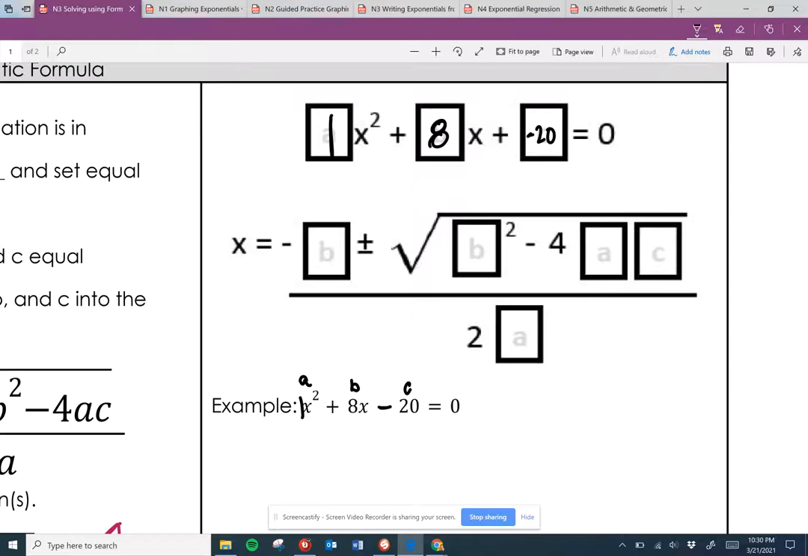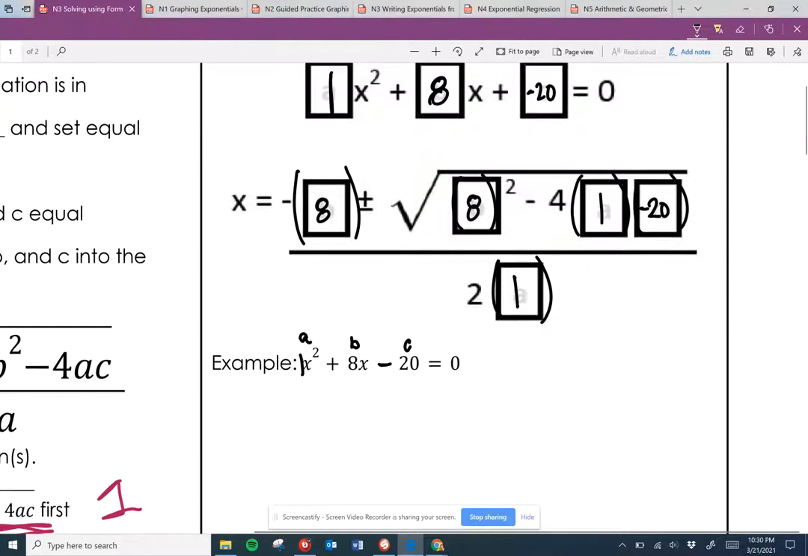Okay, so here we have negative 8. The negative comes from the formula. It's always a negative b value. Plus or minus the square root of 8 squared minus 4 times 1 times negative 20. Again, we're always putting all of these in parentheses, and then all divided by 2 times 1. Okay, all divided by 2 times 1.